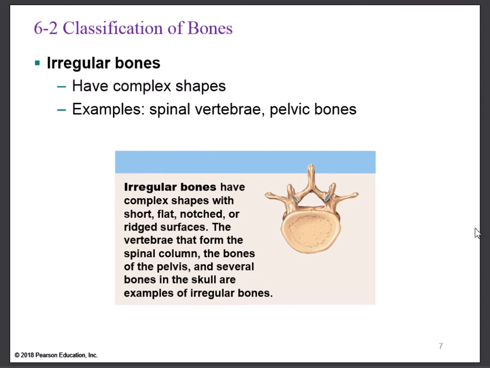If you've studied already the sphenoid bone, the ethmoid bone in the skull, the pelvic bones, the hip bones, the ilium, the ischium, and the pubic bone all together, they just have a complex shape.